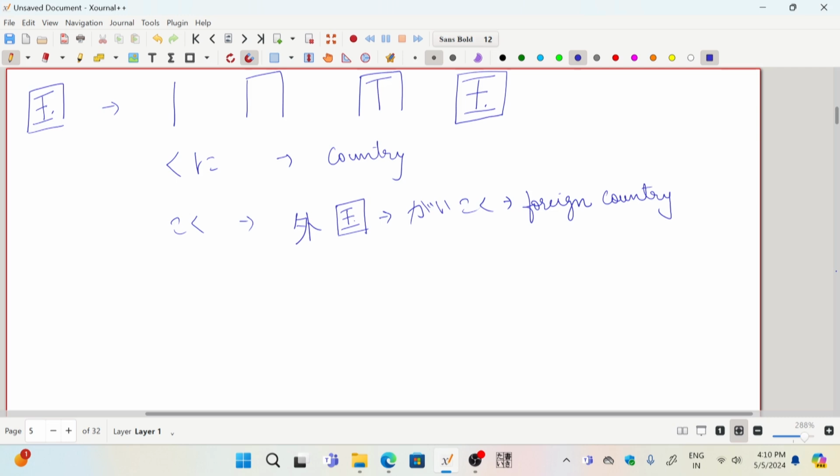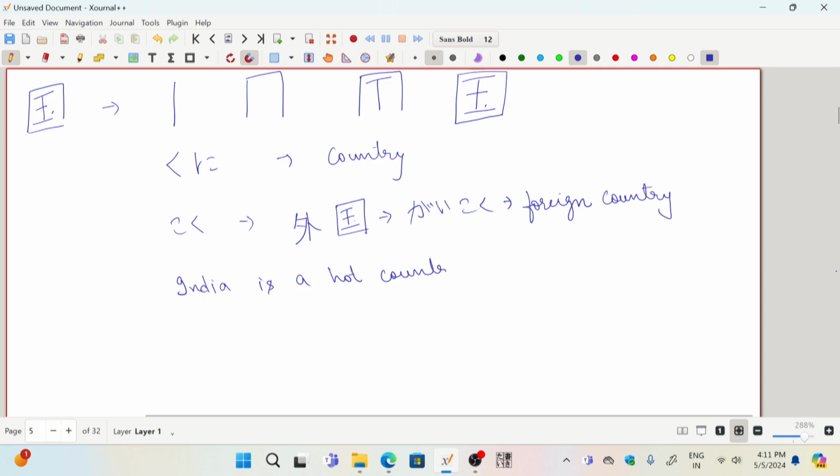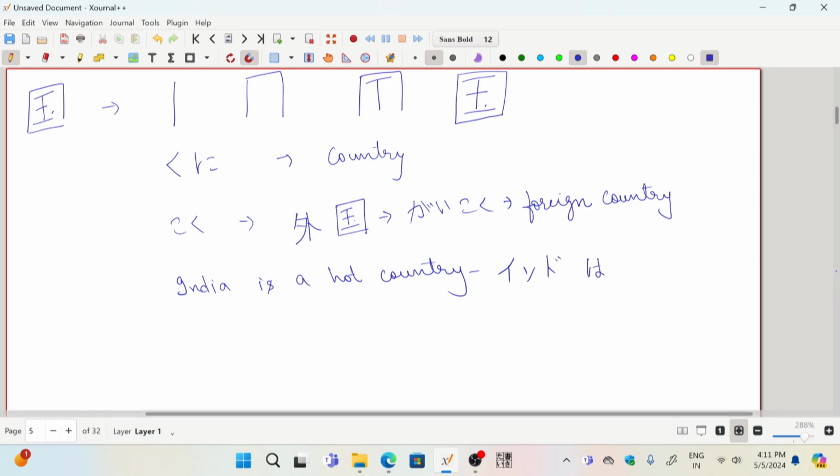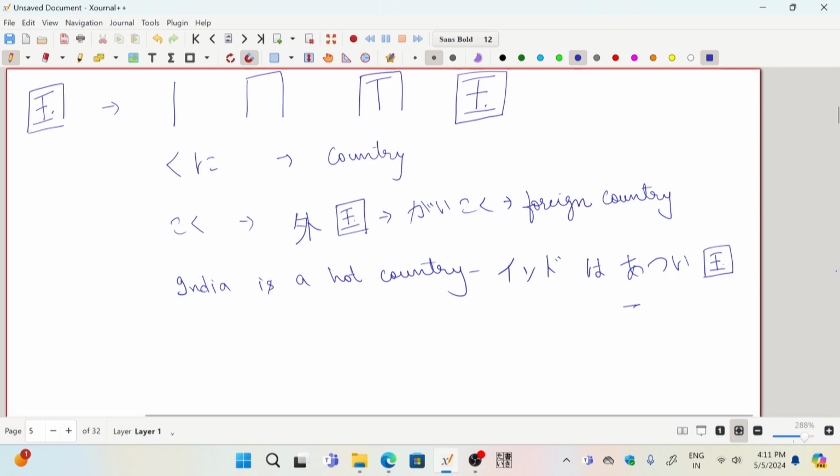Now we can make some sentences. If we want to say India is a hot country, we can say Indo wa atsui kuni desu. Indo wa atsui kuni desu.